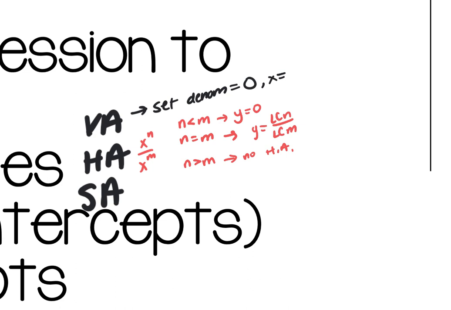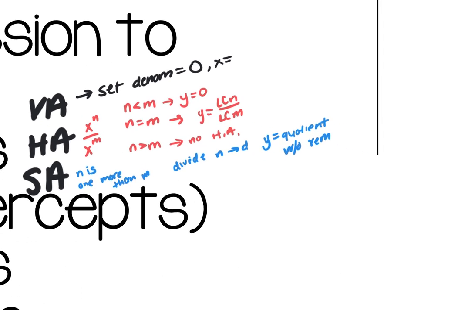And then the slant asymptote comes if n is 1 more than m. So if the exponent in the top is 1 more than the exponent in the bottom. And to find those, we divide numerator by denominator. And then I set y equal to the quotient without the remainder. So we ignore the remainder. And we will get a linear equation there, or a line. That will be your slant asymptote.